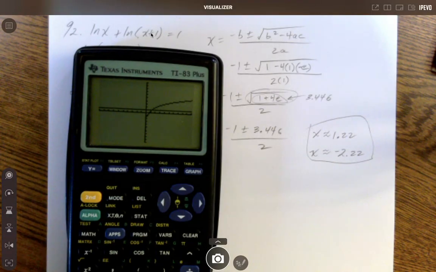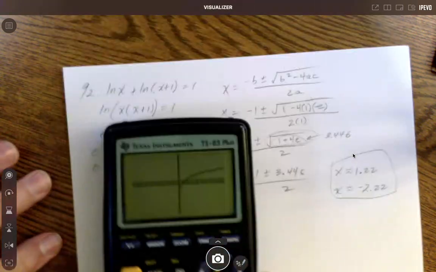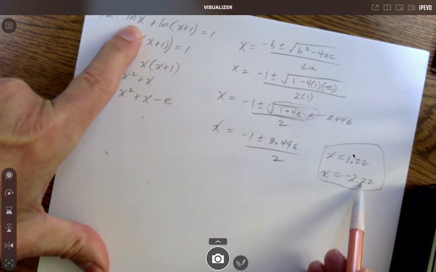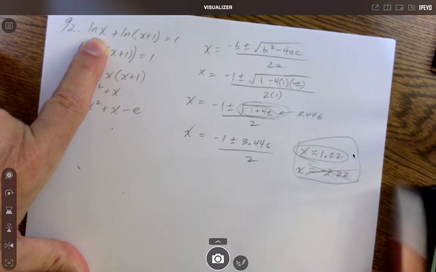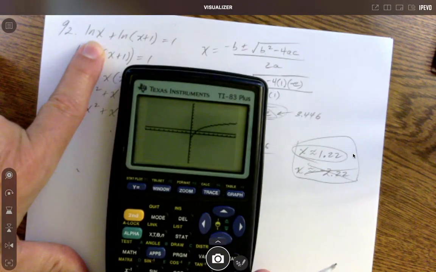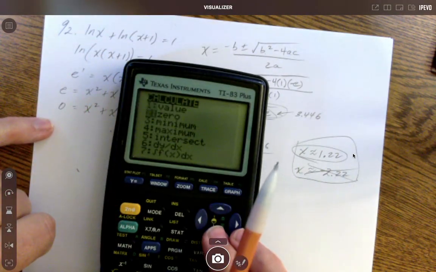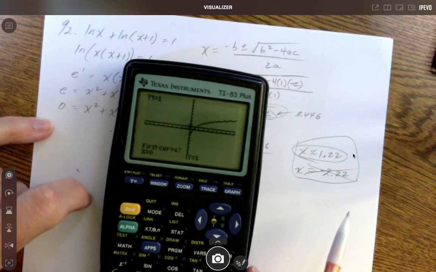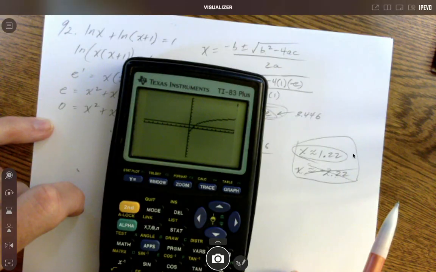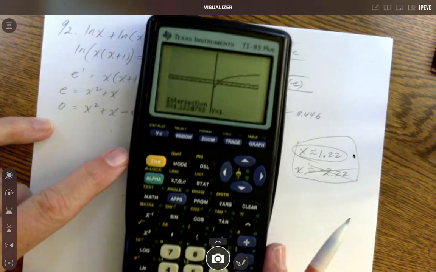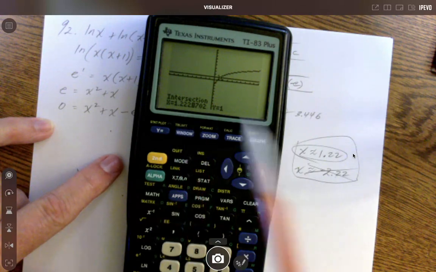So one of these answers is not, all right. Yeah, one of these answers doesn't work because it's not in the domain. And I'm pretty sure it's the negative one, right? X cannot be a negative number. So this one's outside the domain. So it should be just 1.22. All right, let's see. Second trace, intersect. Oops. There it is. As you can see, it's 1.2228.